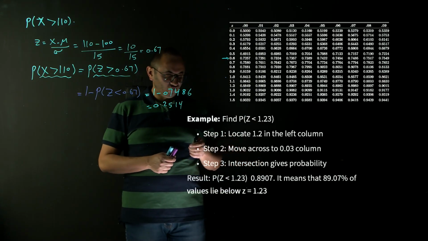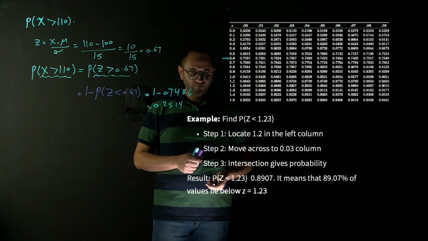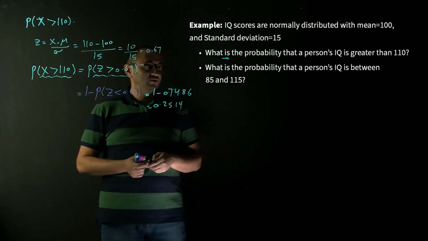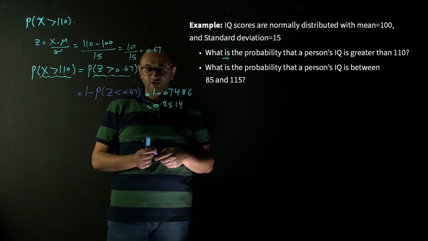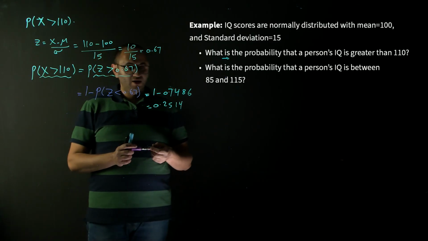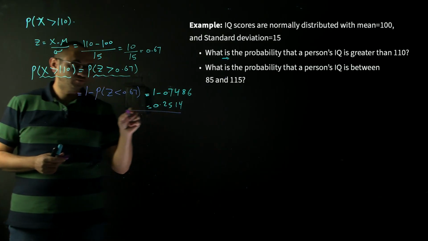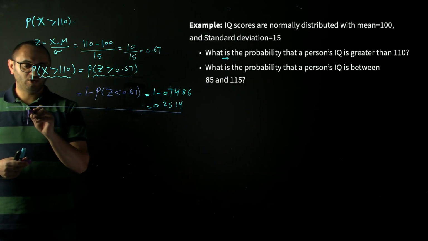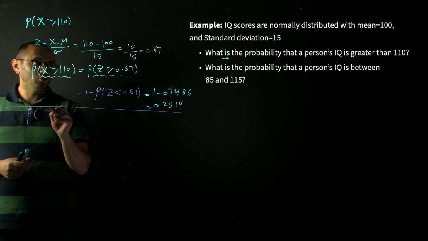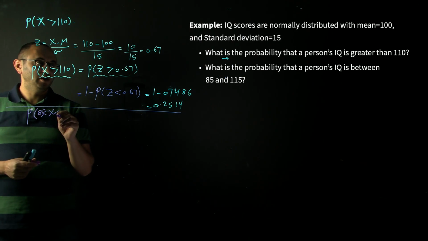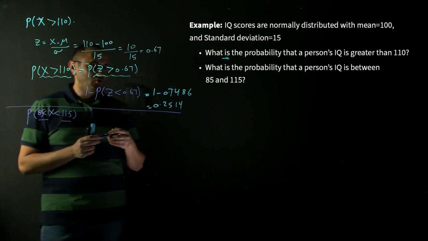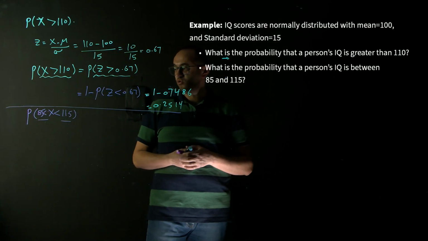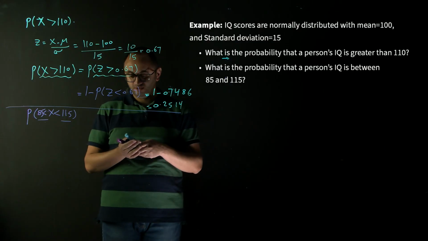All right, so let's move to the second part. The second part is, what is the probability that a person's IQ is between 85 and 115? Similarly, we have to find the probability that x is between 85 and 115. So we have to find the z-score of each number. We have to find the z-score of 85 and the z-score of 115.